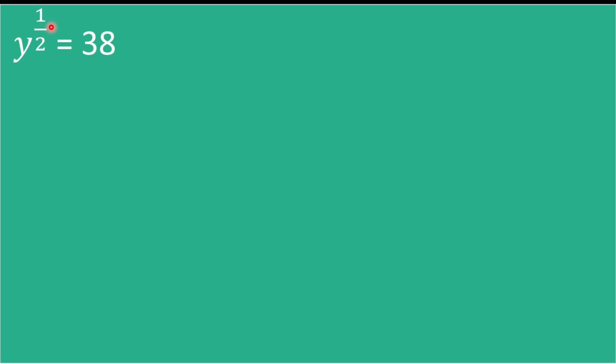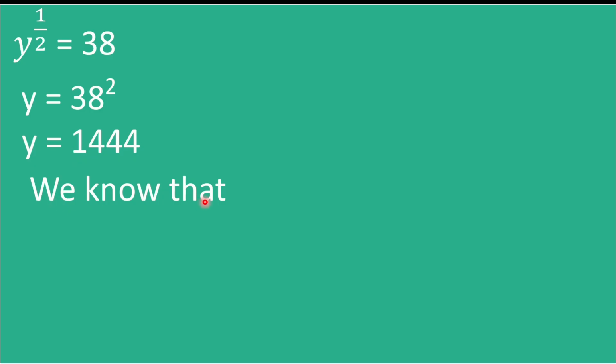So to eliminate this power 1 divided by 2, we will take square on both sides. After taking square on both sides, this will become 38 squared, and 38 squared equals 1444. This is the value of y. Now we also know that x power y divided by 2 equals 39. Now we will put the value of y over here, which is this one. So let's put this value over here.